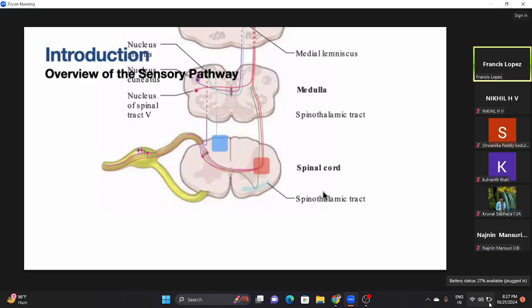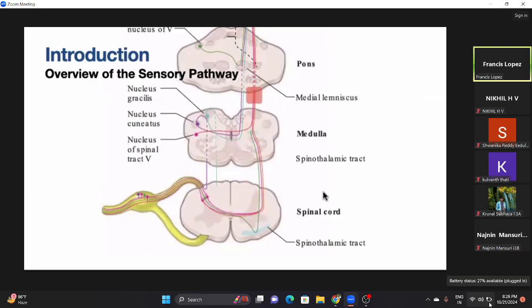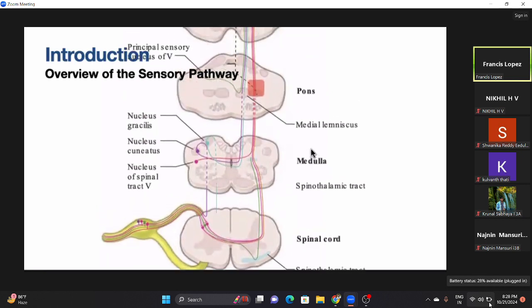So first, let's see how the pain and temperature sensation travel. They travel in the spinothalamic tract. Fibers destined for the spinothalamic tract cross directly. So they first cross to the contralateral anterolateral spinal cord after entering the spinal cord and then ascend through the brainstem to the thalamus.